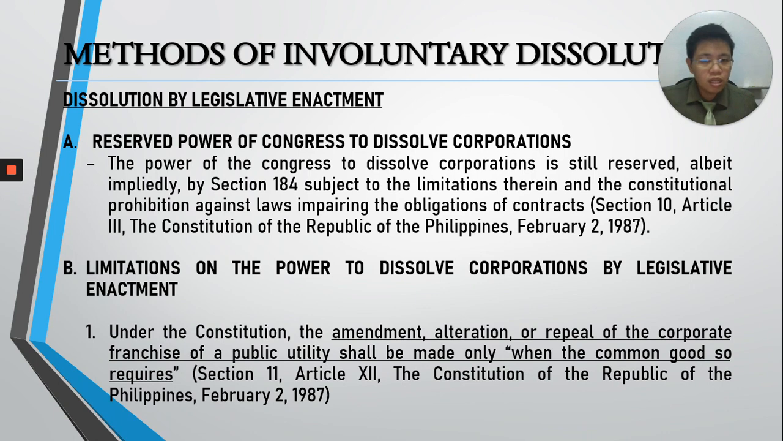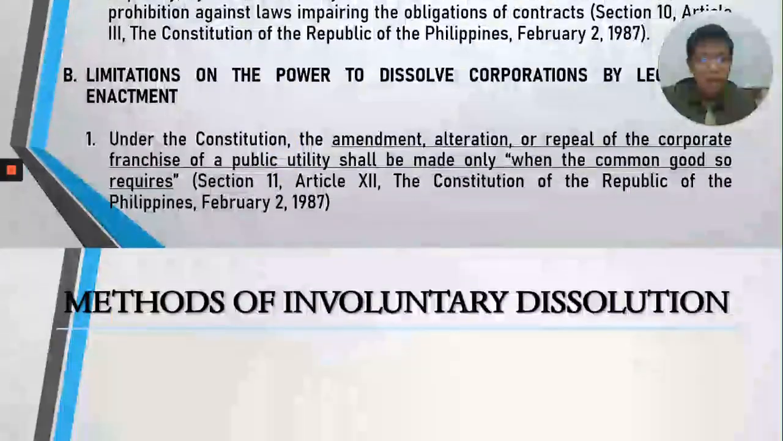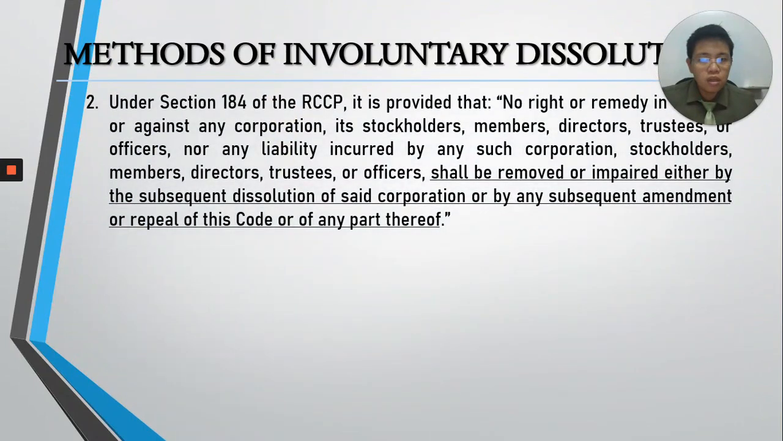Sabi dito, in case of a public utility, the Congress can amend, alter, or repeal yung corporate franchise of a public utility only when common good so requires. So, if common good will be served by the amendment, alteration, or repeal of the franchise of a public utility, doon lang siya pwedeng i-dissolve by legislative enactment. Also, please take note of Section 184, as I've already said a while ago.